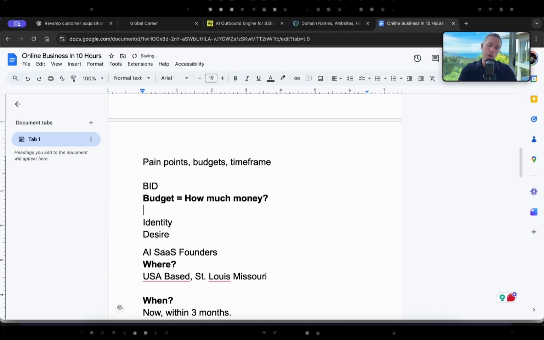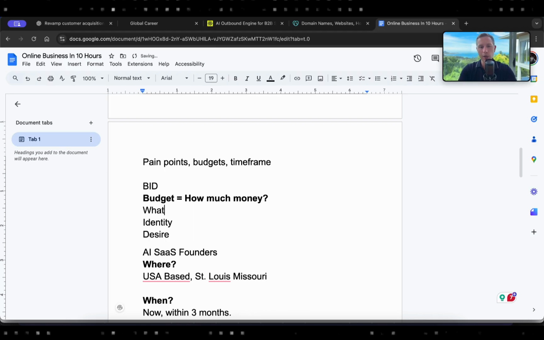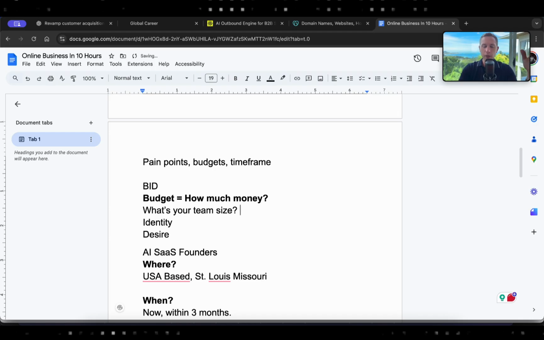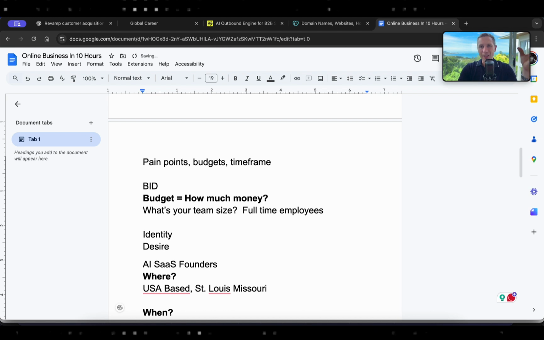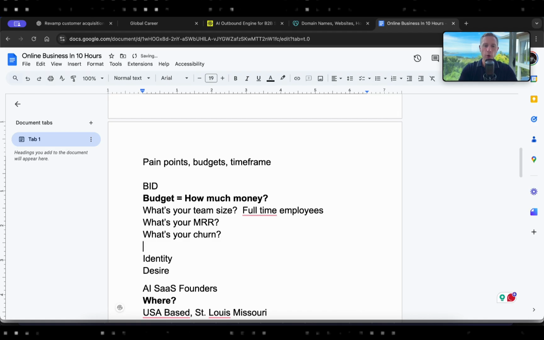And in the B2B space, you don't necessarily have to ask how much money you make every month. You can ask, what's your team size? You can say full-time employees, and basically that's going to give you a little bit of insight. You can also ask, what's your monthly recurring revenue? What's your churn? You can ask more specific questions that give you more insight into what stage they're at. Because if their MRR is at 0, it's just not going to be a good fit. If their MRR is at 1 million, it's also likely not going to be a good fit.